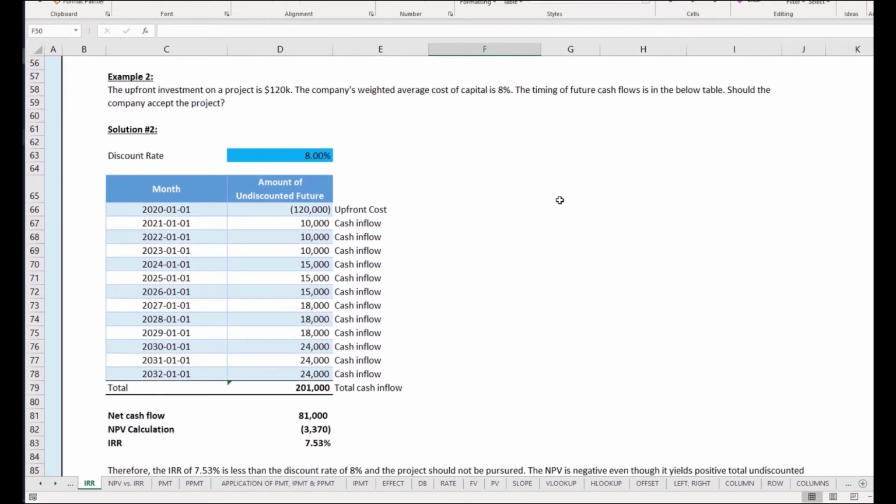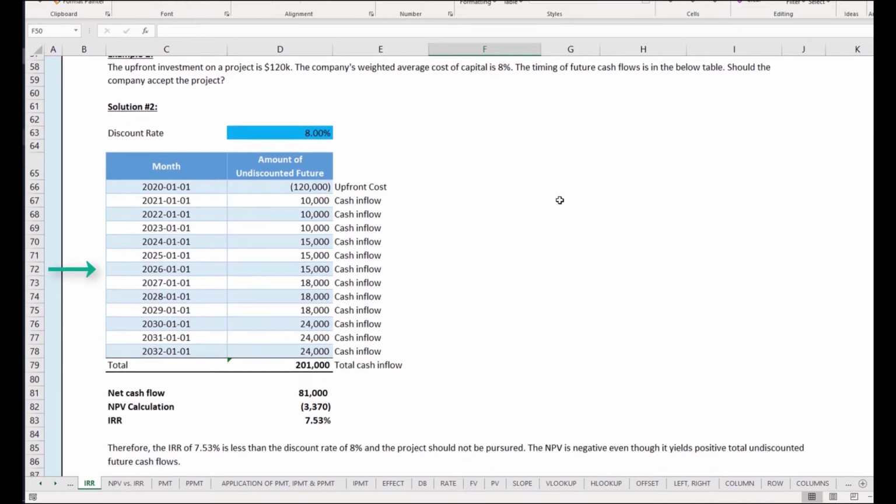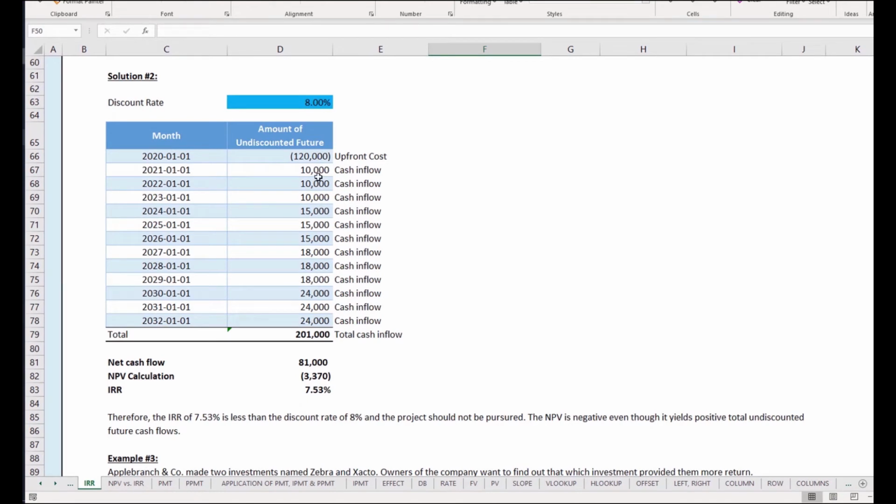In example number 2, the upfront investment on a project is $120,000. The company's weighted average cost of capital is 8%. The timing of future cash flows is in the table below. The question is whether the company should accept the project. So we've got the month and the amount of future undiscounted cash flows located in cells C65 through D79. It's going to cost the company $120,000 up front. They're going to yield a return of $10,000 on an undiscounted basis per year for the next several years.